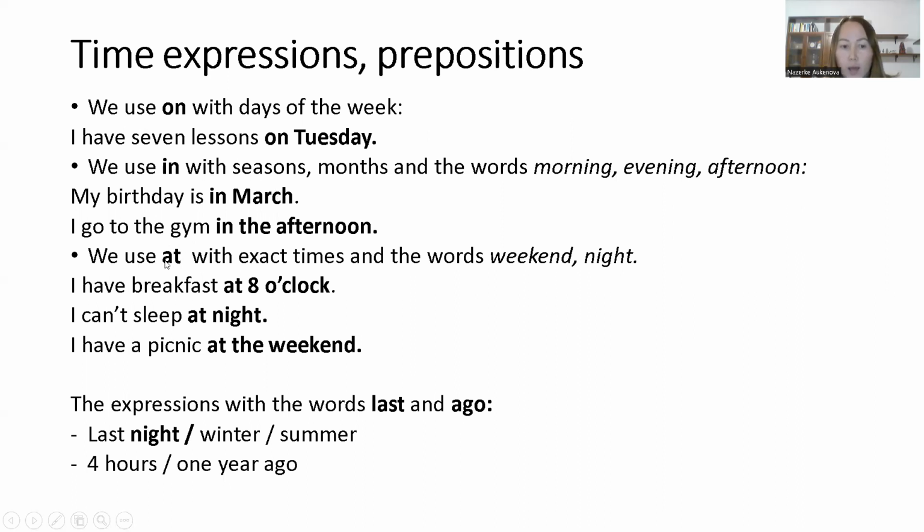We use the preposition at with exact times and the words weekend and night. For example, I have breakfast at 8 o'clock. This is the exact time, yes. I can't sleep at night. I have a picnic at the weekend, and so on. We also have expressions with the words last and ago. For example, last night, last winter, last summer, 4 hours ago, 1 year ago, and so on. But also we have to use last and ago in the past tense, okay?